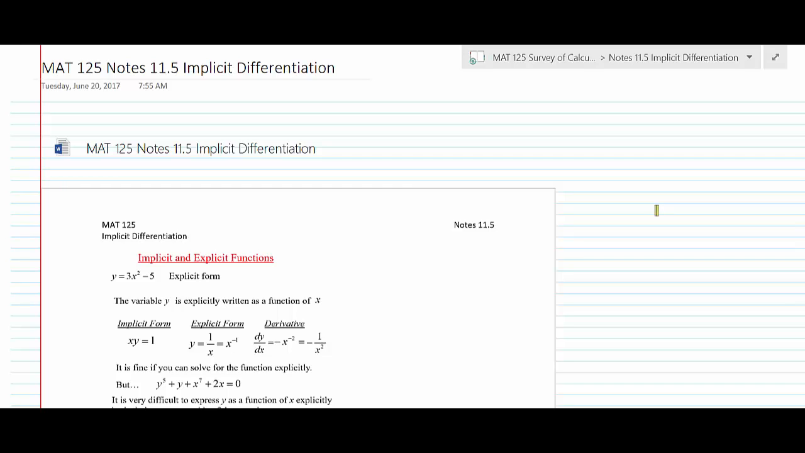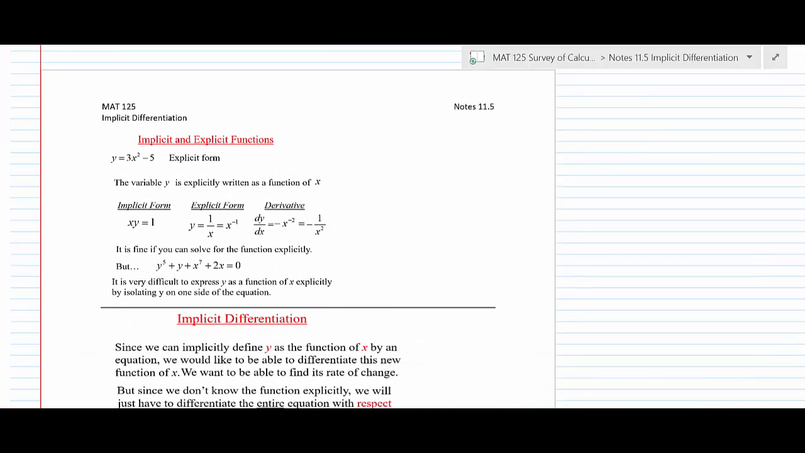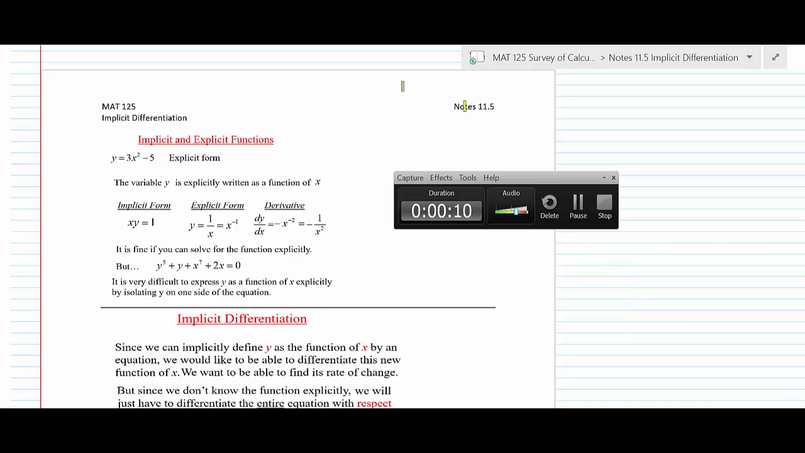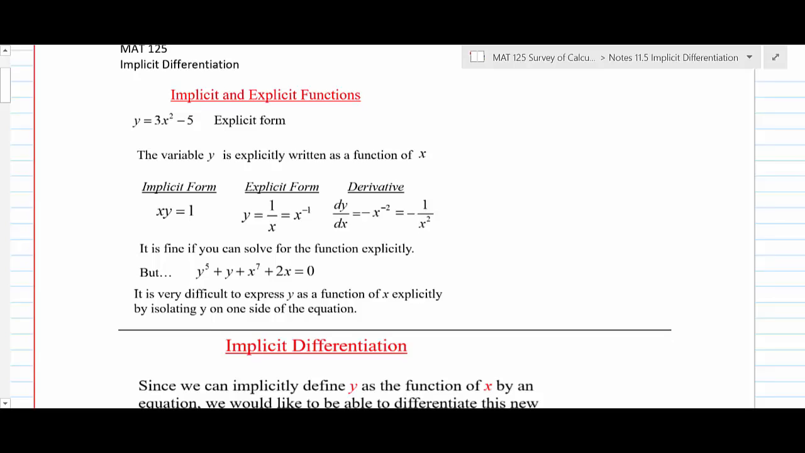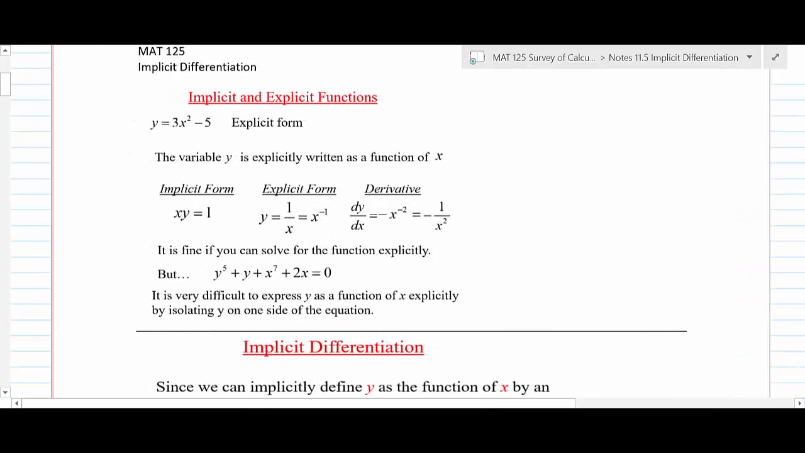And this is something you have to know how to do well to do the next couple of sections that we're going to do, actually. Okay, so implicit differentiation. The first thing you've got to understand about this is sometimes you have equations that are very difficult to solve for y, if not impossible. And we're going to talk about that a little bit.